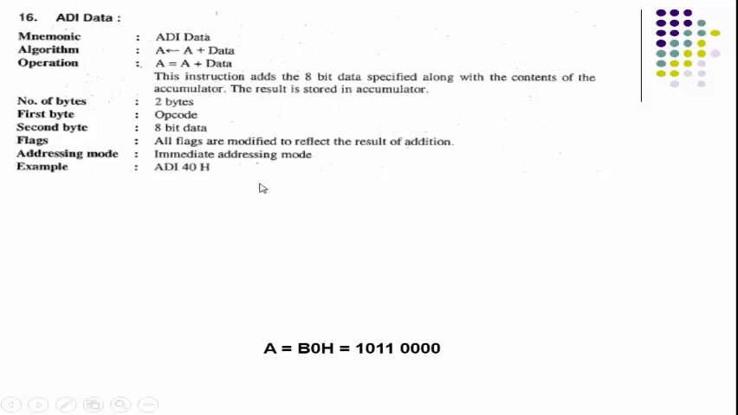addition result. Addressing mode is definitely immediate addressing mode, because immediate data is part of the instruction, in the operand field. For example, ADI 40 hex. So here the accumulator content gets added with 8-bit immediate data, that is 40 hex.